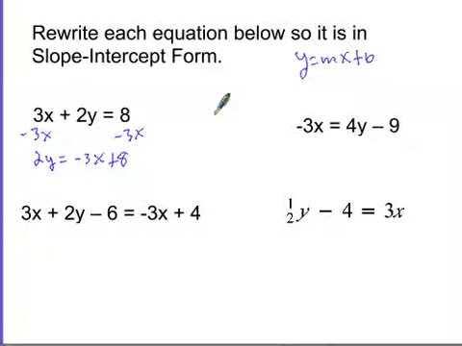No, you have to divide by 2. I can't have a 2y. That's not what the slope-intercept form looks like. I need to solve for y. I need y to be all by itself, so everything gets divided by 2. So y equals negative 3 over 2x plus 4. That's the slope-intercept equation right there.